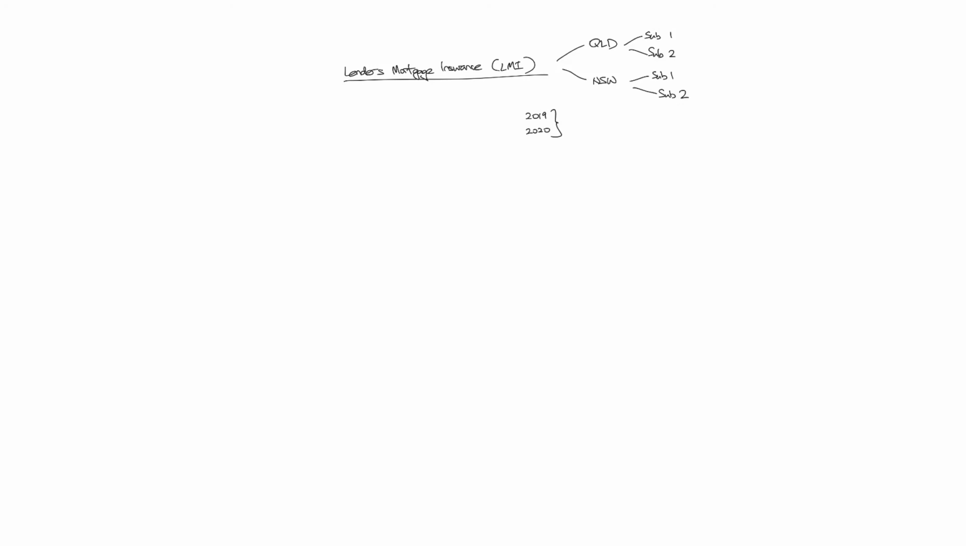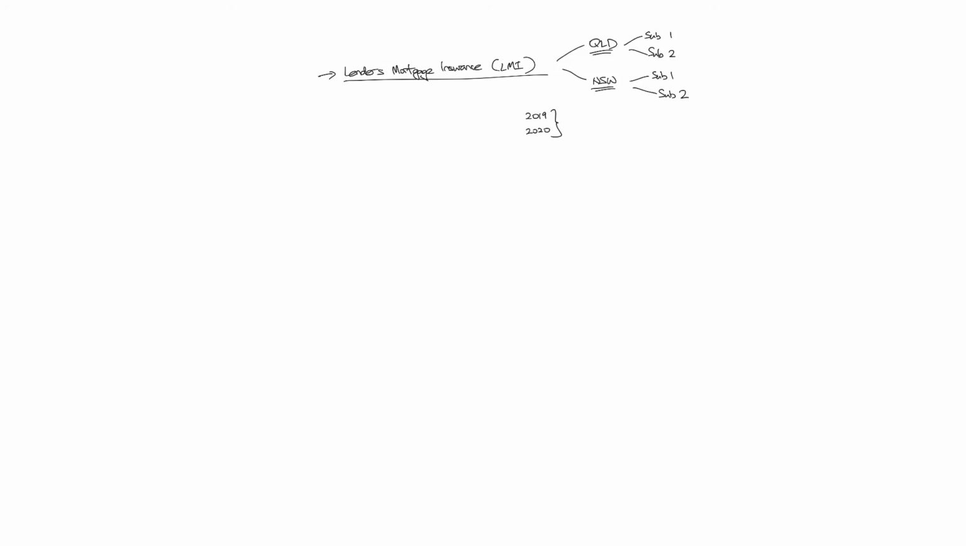Can we consider lender's mortgage insurance, the entire book, as being one portfolio? Or do we have to consider Queensland as one portfolio and New South Wales as one portfolio? Okay, so there isn't a real consensus on this. Some companies are going the more granular approach, and some companies are going the more high level approach.